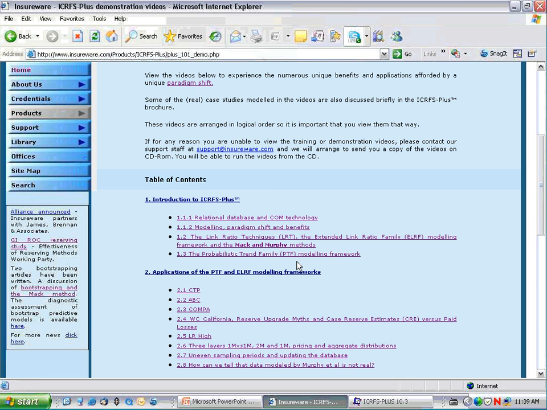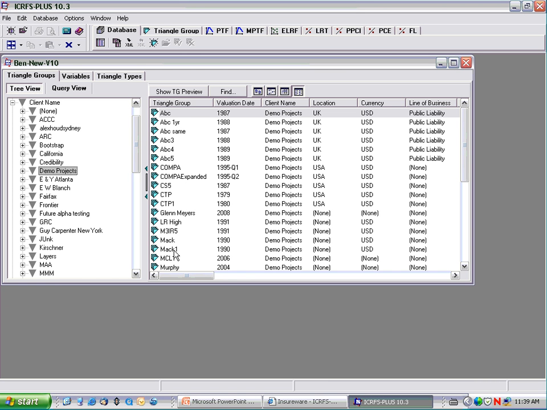What is the extended link ratio family modeling framework? It starts off with your link ratios, average link ratios. It's extended to include an intercept and also constant trend down each development year in the incrementals. Okay, so let's go to what I call the Mack data.